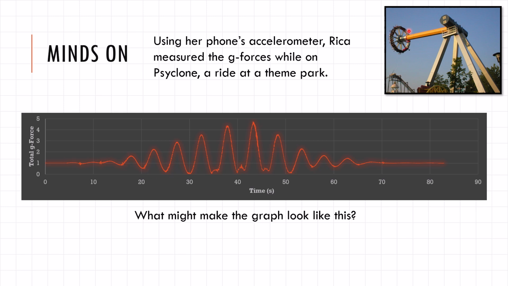The way the ride works is it swings back and forth slowly at first, and then it swings a bit wider. And while it's swinging, this arm here is rotating. So why would that create a graph like this? Pause the video right now and take a look.